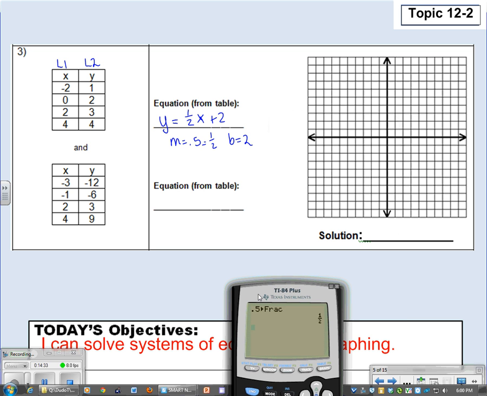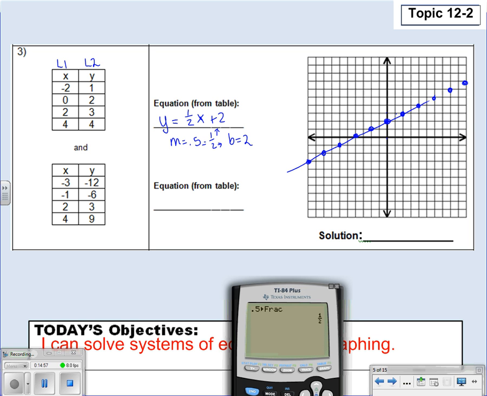Let's graph. Start off at the origin. We'll go up 2. Top number on the slope is how far we go up. Bottom is how far we go to the right. So up 1 to the right 2. Up 1 to the right 2. Continue to follow this pattern. And down 1 to the left 2. And follow the pattern to fill out the left side. Connect our dots to make our line.